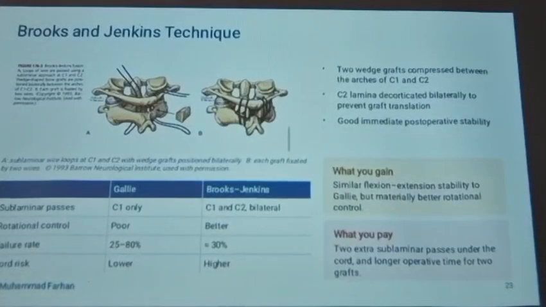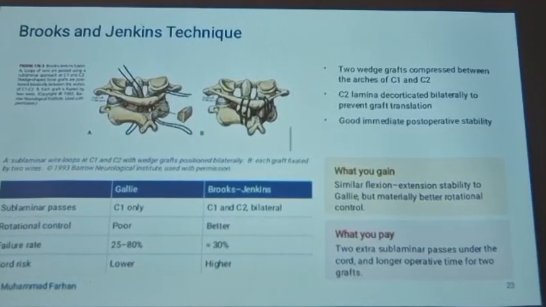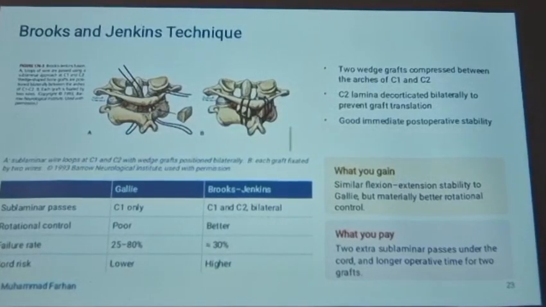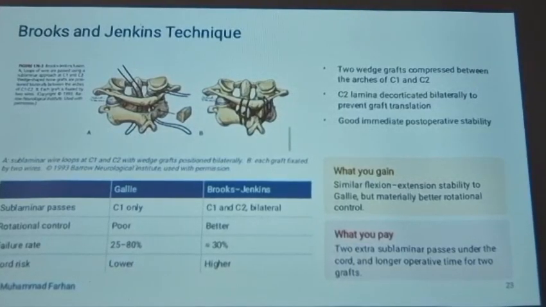Then Brooks and Jenkins. Similarly in the Brooks and Jenkins, the wires are passed sublaminar or anterior to the lamina of the C1, and then the bone graft is placed. Usually in the Gallie technique one bone graft is used, but in the Brooks and Jenkins two bone grafts are used and are placed between the C1 and C2.